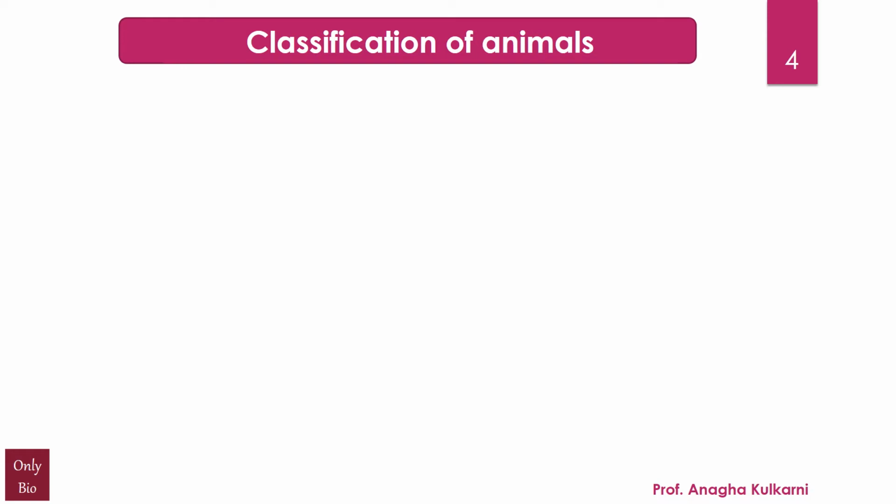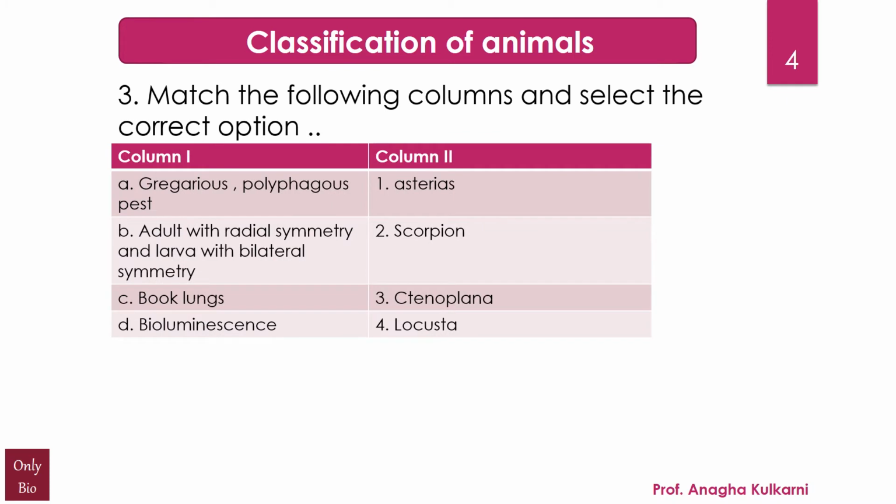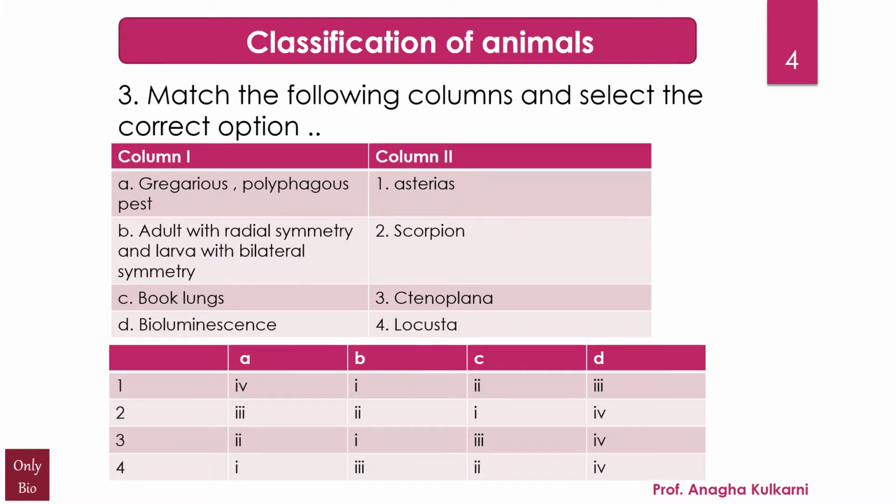The next question relates with the chapter classification of animals, and the question is, match the following columns and select the correct option. We have two columns, column 1, column 2, and there are A, B, C, D options given there. And the options given here are this. The correct answer for this would be A, that is gregarious polyphagous pest is locust, Locusta. B, adult with radial symmetry and larva with bilateral symmetry is going to be Asterias. C, book lungs is going to be scorpion. And D, bioluminescence is going to be Ctenoplana.